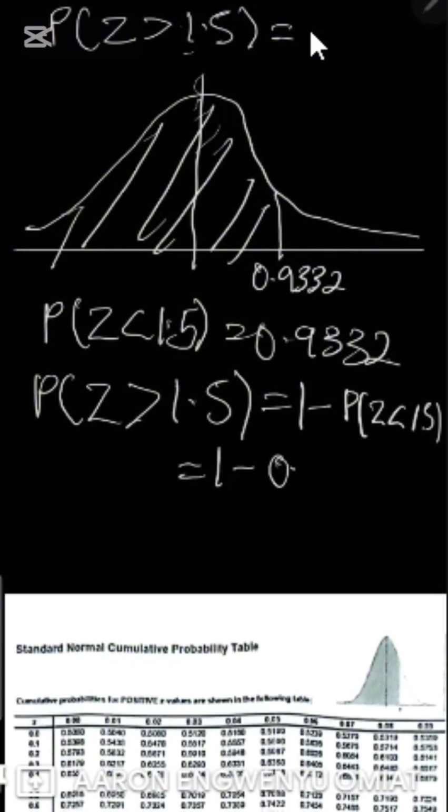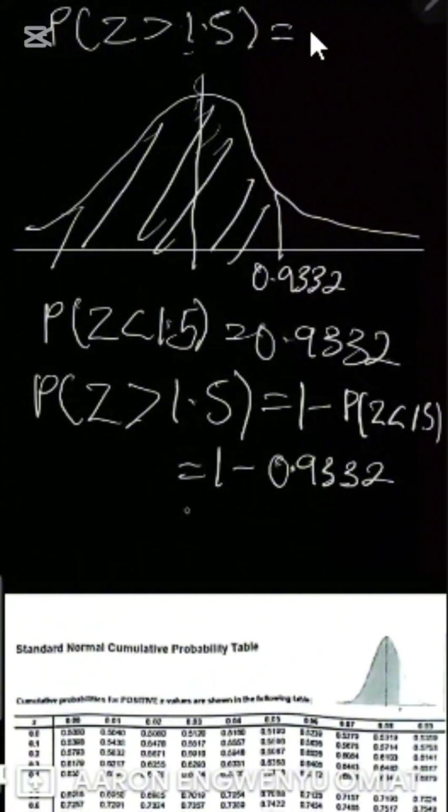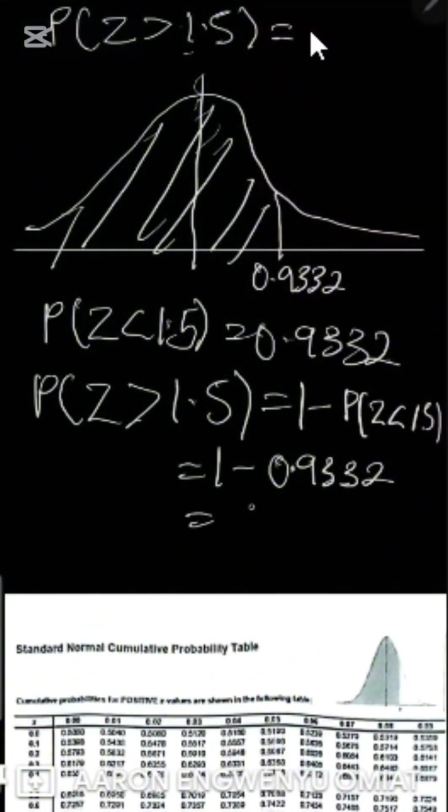Which will be equal to 1 minus 0.9332. I think this gives us 0.0668. Okay. Thank you, Nico.